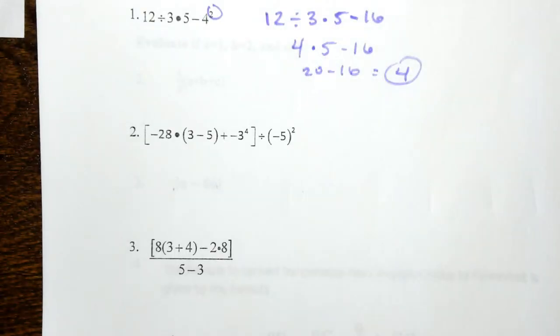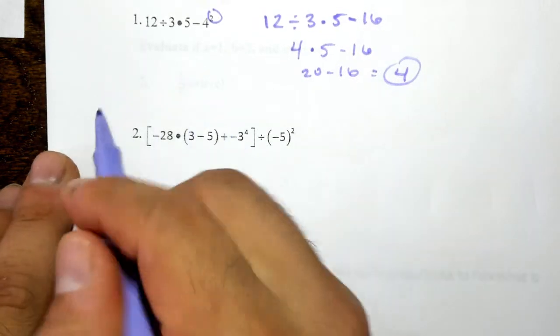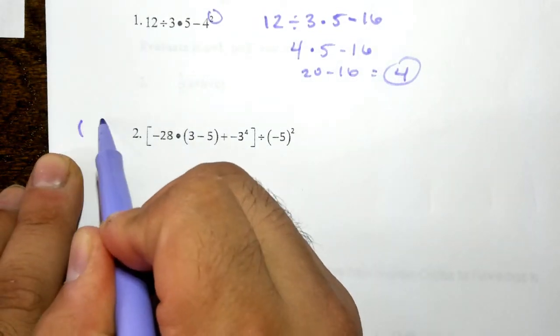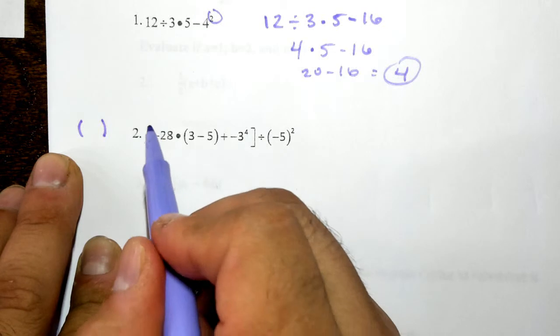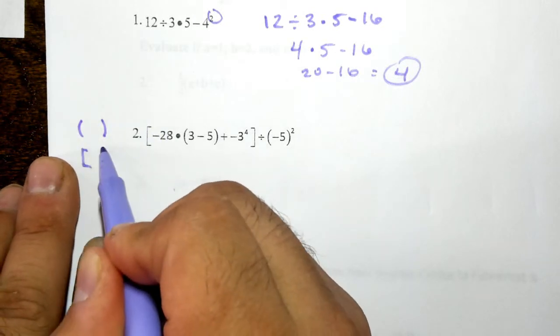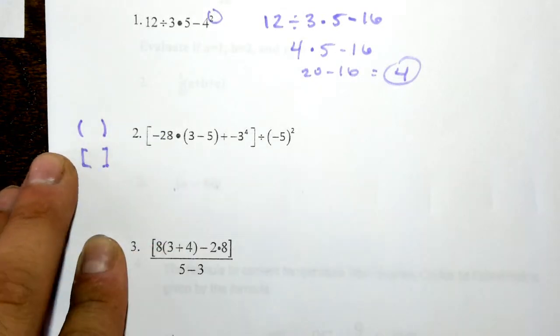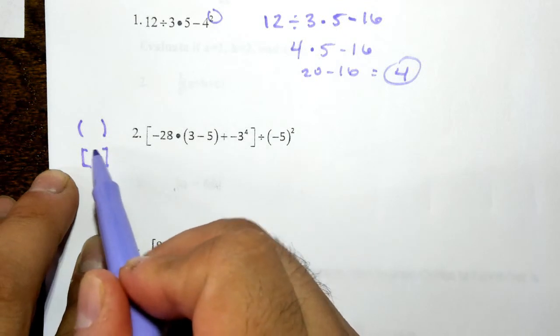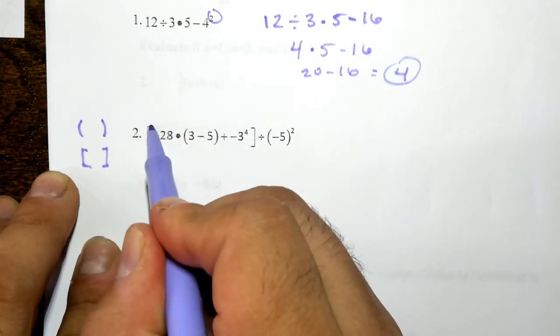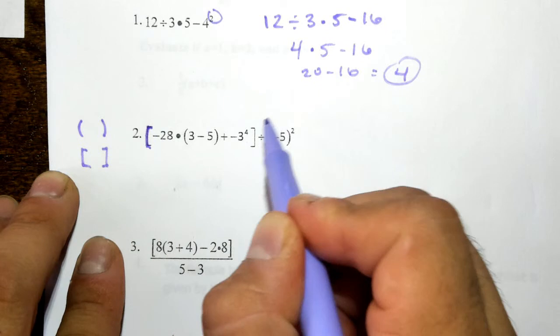Okay, so here's another problem that looks a little crazy. Now, I know you know what parentheses look like. Parentheses look like this. But brackets kind of are straighter, and they have these little feet, or hands if you like. I just made that up. We don't actually say that in math, but, you know, whatever.